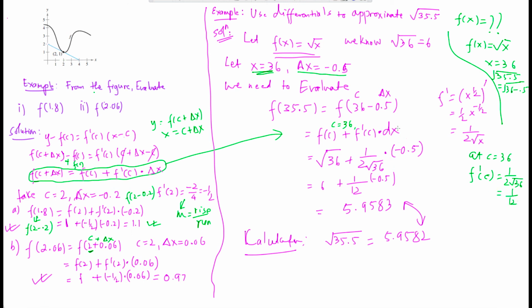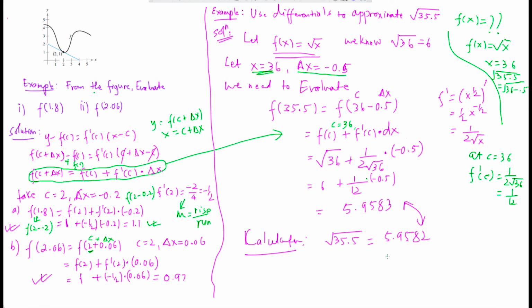Times dx, we have delta x negative 0.5. I plug in those values, and when I simplify, I get 6 plus 1/12 times negative 0.5, because that is the product with this. So if you simplify that, you get 5.9583. But when you use a calculator directly, you get 5.9582. They are almost the same.